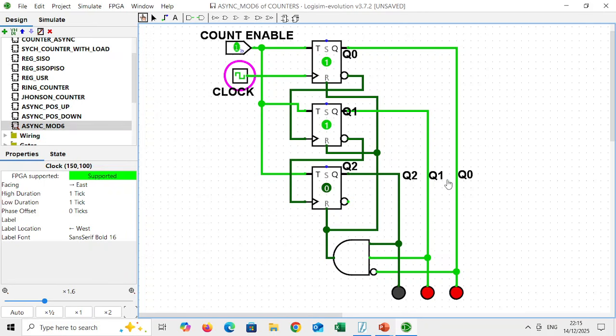In a similar way, we can design any mod counter with the help of negative edge triggered flip-flops also. If you use negative edge triggered flip-flops, then instead of Q0 bar, we have to use Q0, and Q1 we have to use to drive the clock of the next flip-flop. This is how it can be designed. So now, having understood the working of asynchronous counters, let's find out what the issues with these counters are.